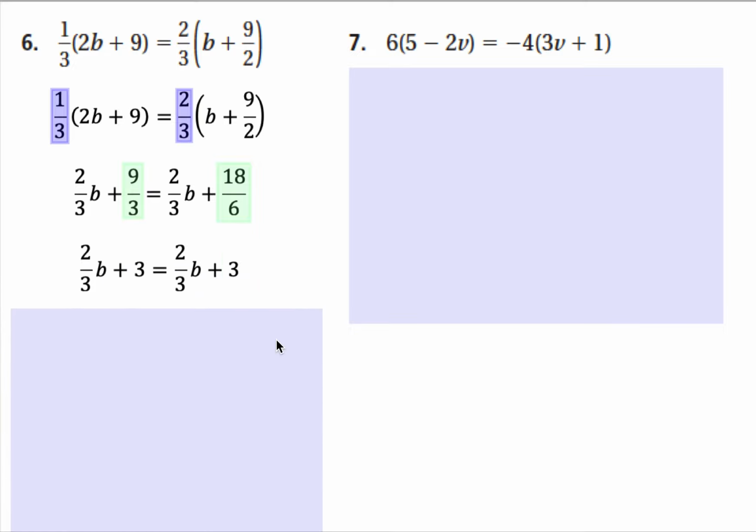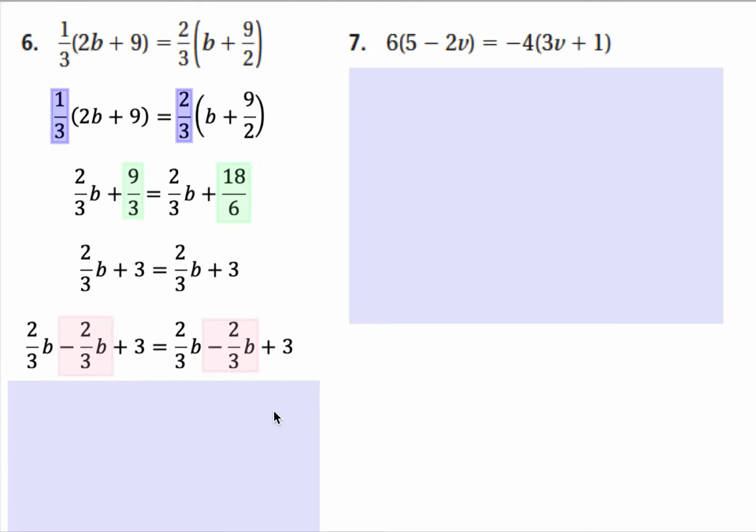These need simplified. So we're going to simplify them. We get 2/3 b plus 3 equals 2/3 b plus 3. Right now, you'll probably notice that they are equal to each other. But if we go ahead and subtract the 2/3 b from both sides, then we get this is 0, 2/3 b minus 2/3 b. And 2/3 b minus 2/3 b here is also 0. We're just left with 3 equals 3. And since that is true, b can be any number.